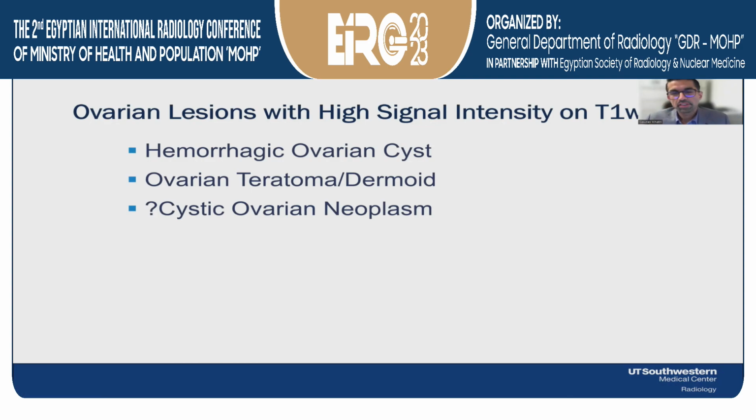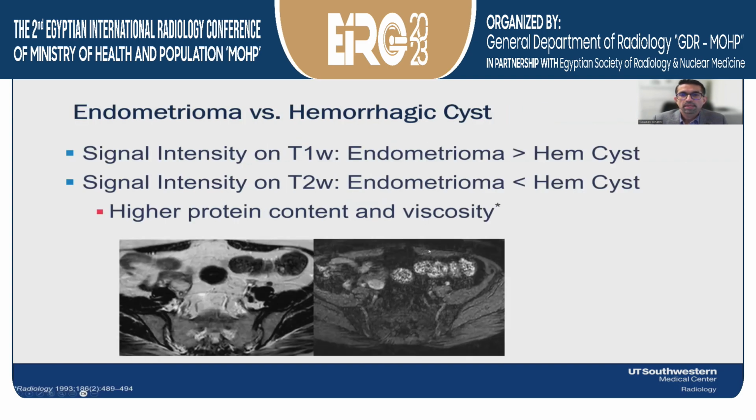So when you have a lesion that's bright on T1 weighted images, you want to think of a differential, and the differential includes hemorrhagic ovarian cyst, ovarian teratoma or dermoid, as well as potentially some cystic ovarian neoplasms that may be high signal intensity on T1 weighted images. So how do you differentiate endometrioma from hemorrhagic cyst?